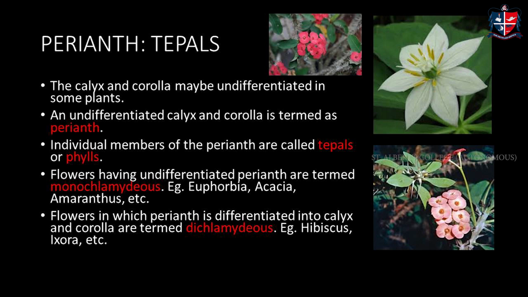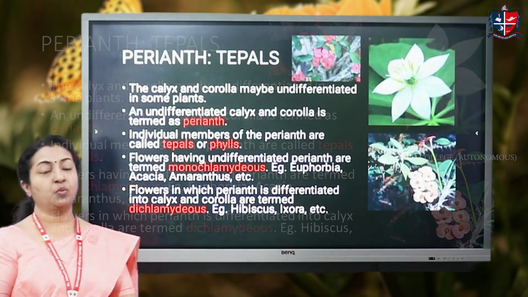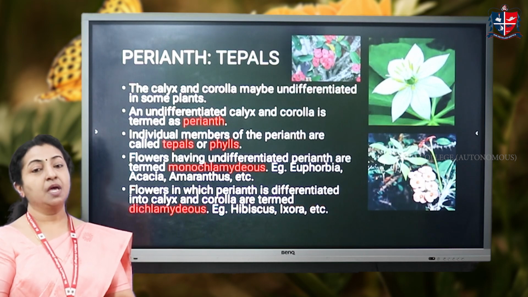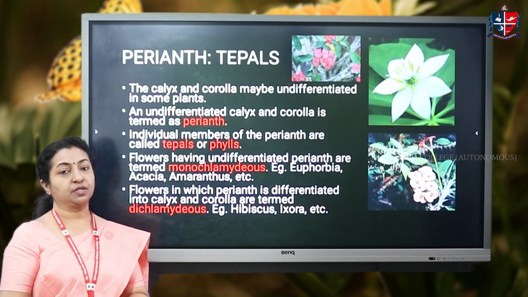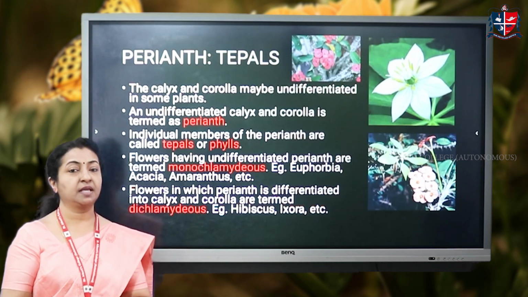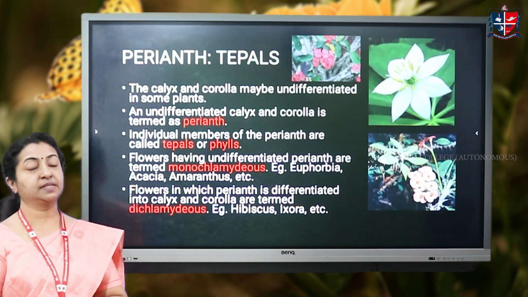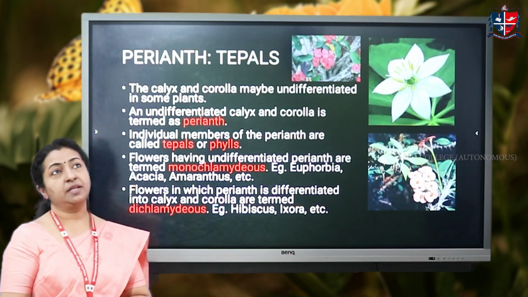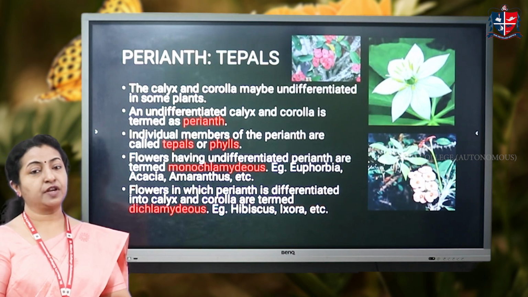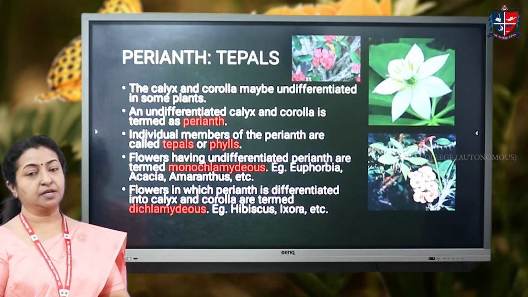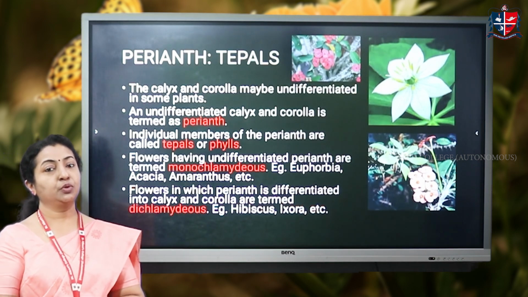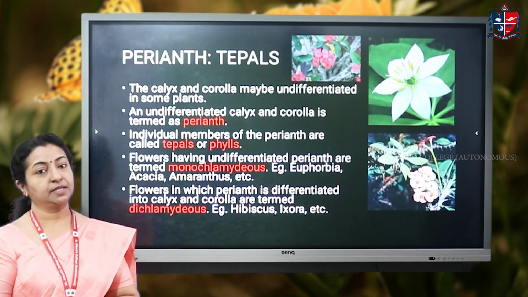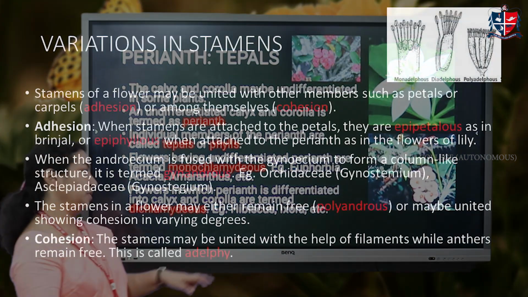Now going into another aspect, which is the perianth, where there is no differentiation of the calyx and the corolla. The undifferentiated calyx and corolla is termed as perianth, and the individual members are referred to as the tepals or fills. Now when there is this undifferentiated perianth condition, the flower is termed as monoclamydeous, while a flower with the differentiated calyx and corolla is termed diclamydeous.